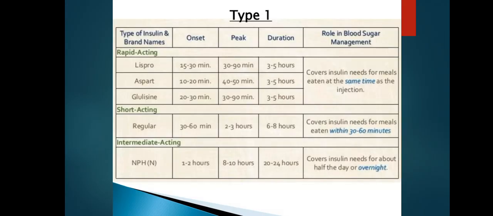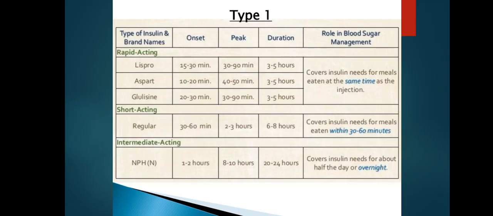This is the table of types of insulins. Basically, there are three types of insulin: rapid acting insulin, short acting insulin, and intermediate acting insulin. Let's discuss one by one. Rapid acting insulin: these are Lispro and Aspart. Its onset of action is 15 to 30 minutes, meaning after administration its effect starts after 15 minutes.